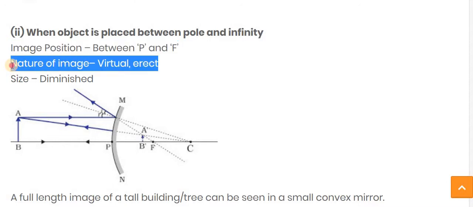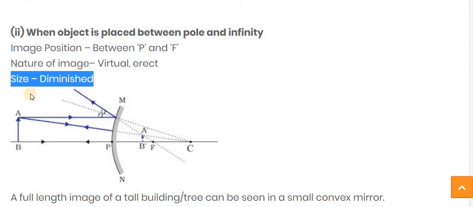And if we talk about the nature, as we discussed in the previous case, here the actual meeting of the rays does not occur. It is an imaginary line drawn, and wherever both the rays intersect, there we get the image. So it is a virtual one, and here you can see it is an erect one. And as compared to this object, the size of the image is very small. So we can write down the size, it's diminished.